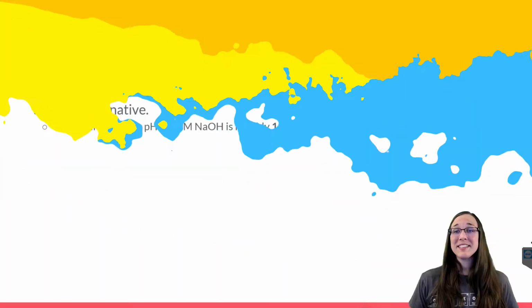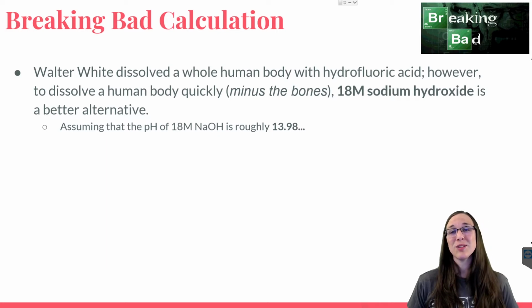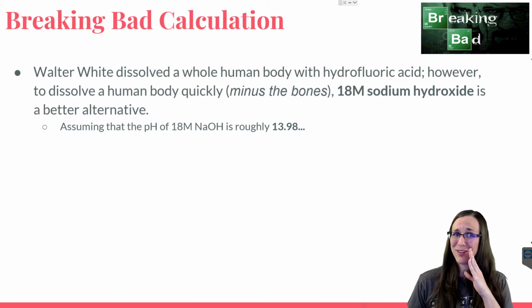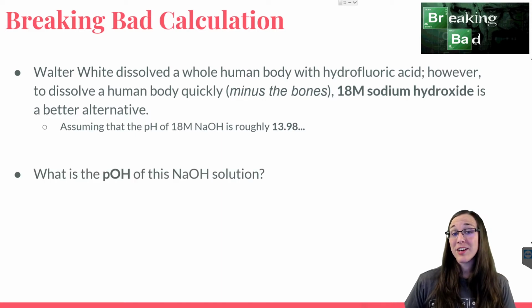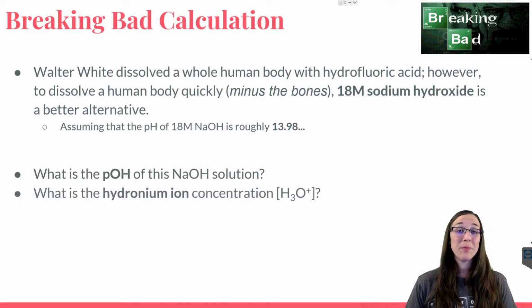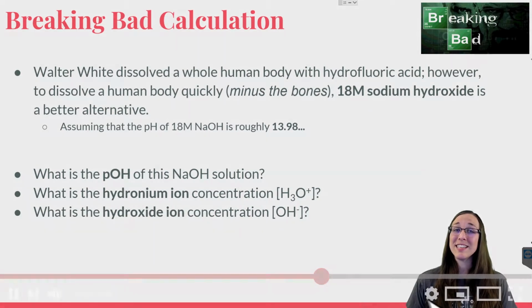Let's try another one. In the series Breaking Bad, Walter White dissolved a whole human body with hydrofluoric acid, which is a weak acid, by the way. However, to dissolve a human body quickly, minus the bones that is, 18 molar sodium hydroxide, NaOH, is actually a better alternative, but you didn't hear it from me. Assuming that the pH of 18 molar NaOH is roughly 13.98, what would be the pOH of this NaOH solution? What would be the hydronium ion concentration? And what is the hydroxide ion concentration? Go ahead and pause the video here and see if you can figure it out.